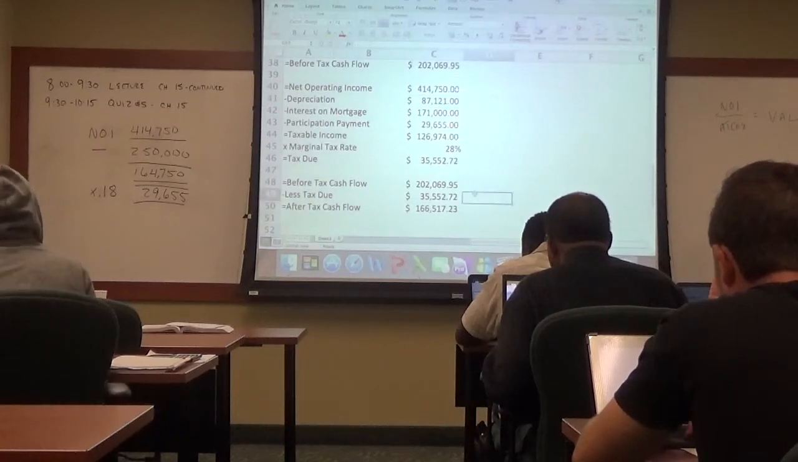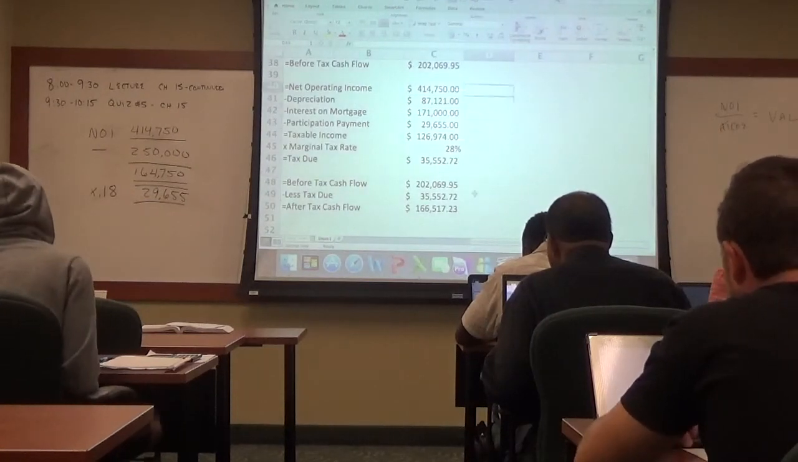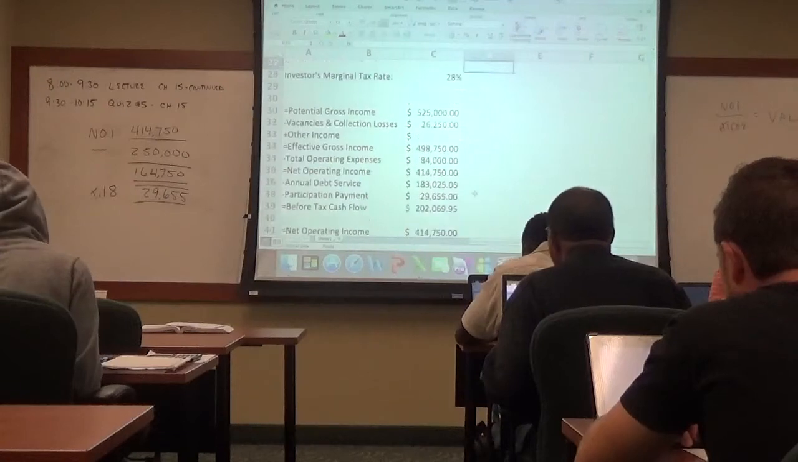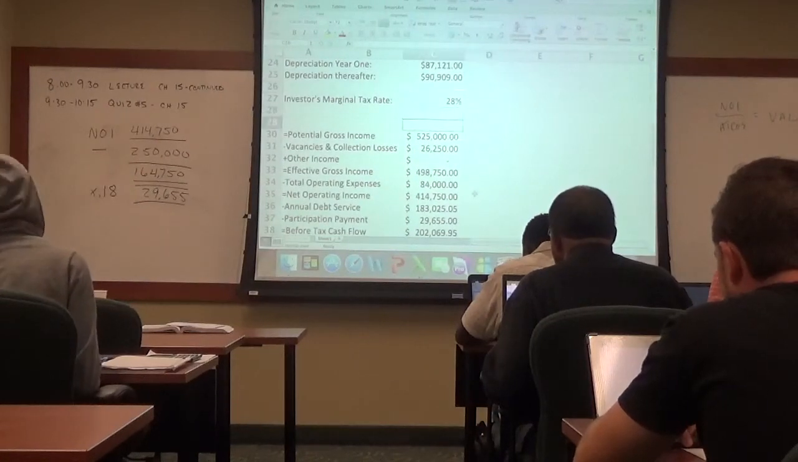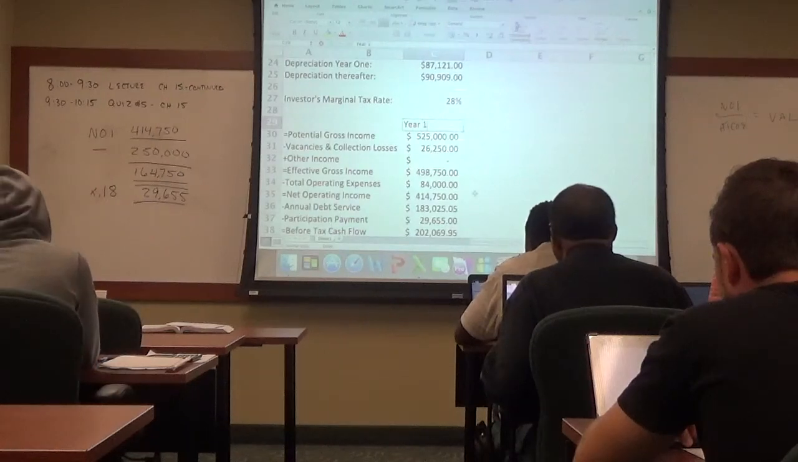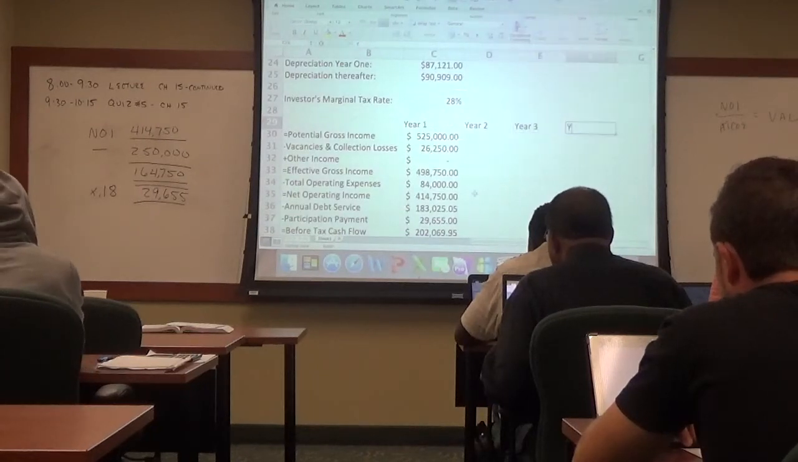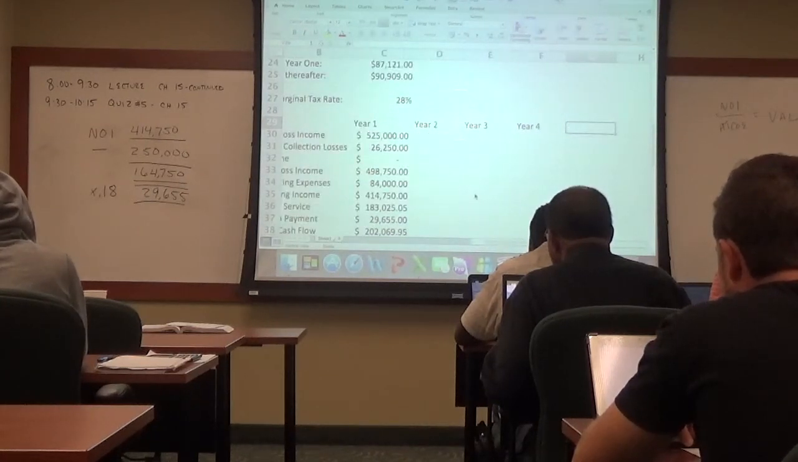All right. Now, got all the numbers there for the first year. Okay? In this case, if you want to, put a little heading there above that one. Year 1, then we're going to have year 2, year 3, year 4, and year 5. All right?